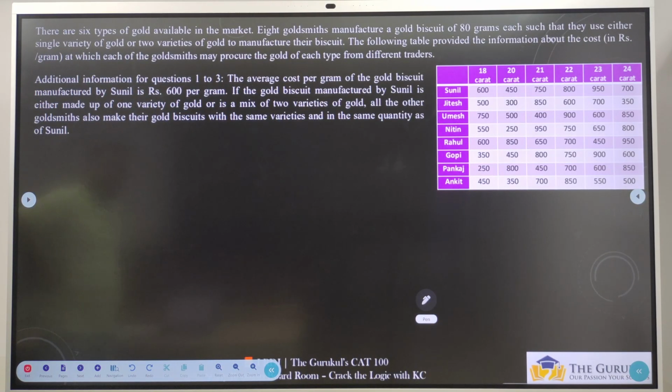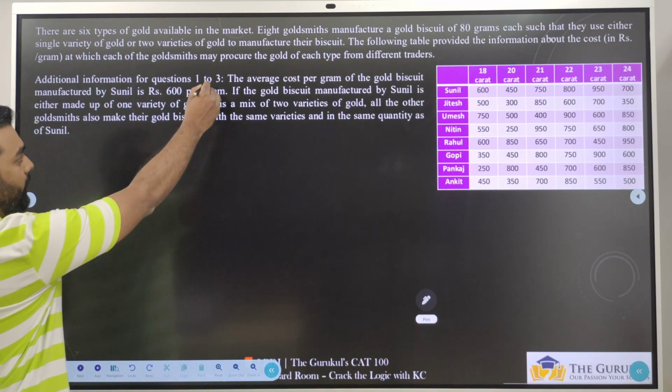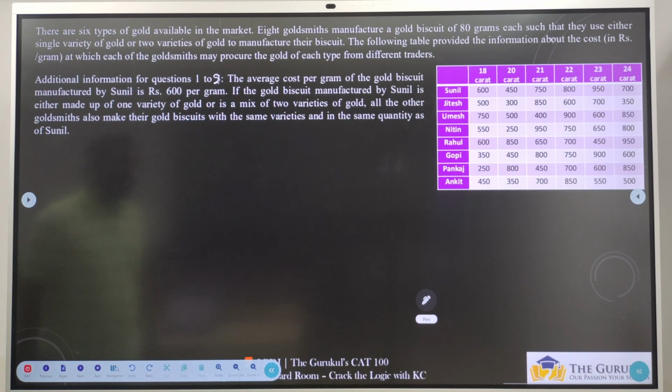There are 6 different types of gold. So what is the information we can draw from this? Each gold biscuit is of 80 grams. That is something we can say first. It can be made with a single variety or a mix of 2 varieties. These are the only 2 pieces of information in this part of the question. Now there is additional information. The average cost per gram of the gold biscuit manufactured by Sunil is 600. This is for questions 1 and 2 only. If the gold biscuit manufactured by Sunil is made up of either 1 variety of gold or a mix of 2 varieties, all the other goldsmiths also make their gold biscuits with the same varieties in the same quantity as Sunil. Perfect.